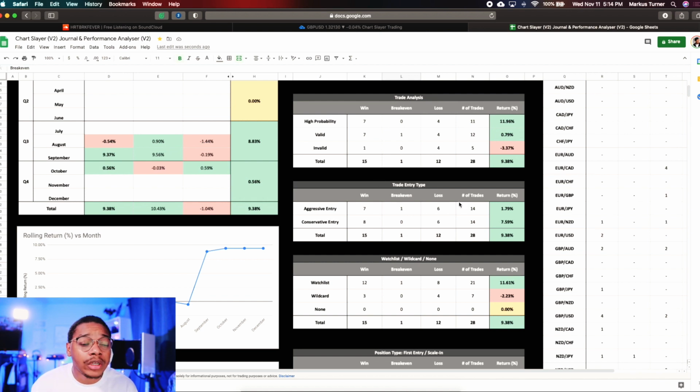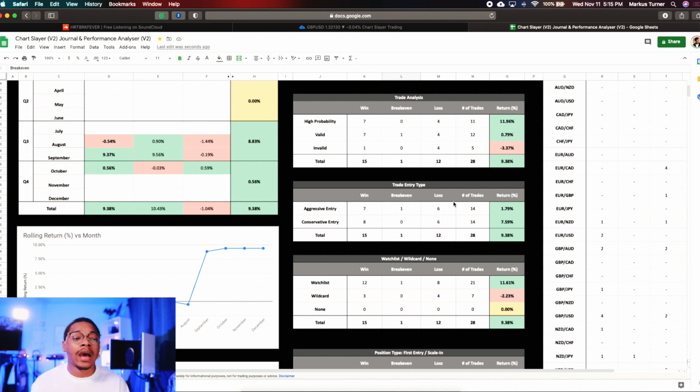So now we're gonna talk about the different types of entries that I take. I take an aggressive entry and I take a conservative entry, right? So this is just how I specifically trade. This is how I specifically do my math. I have more wins in conservative than I do aggressive. I took one break even on aggressive, one loss on aggressive, and I have overall 14 trades total, right?